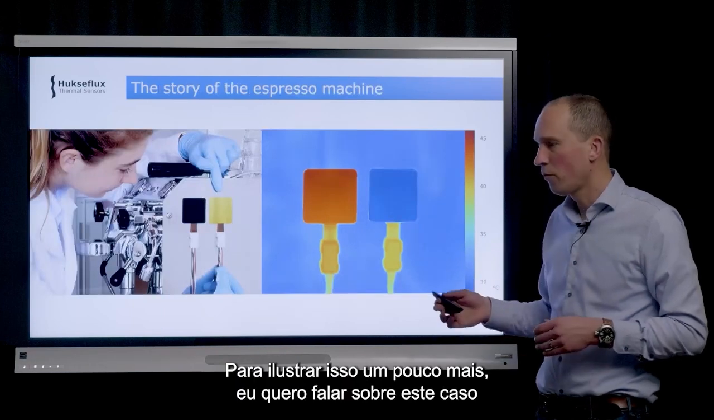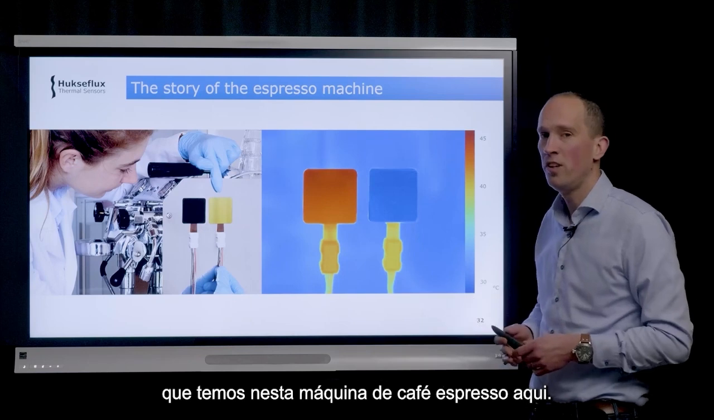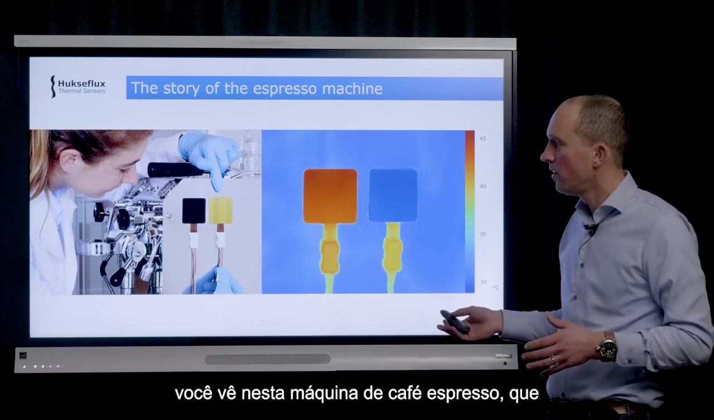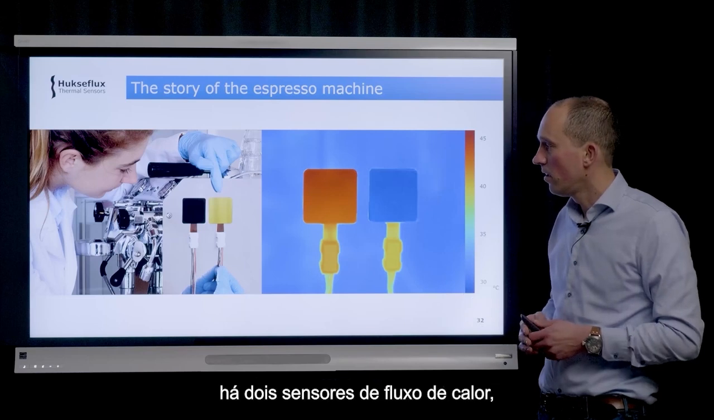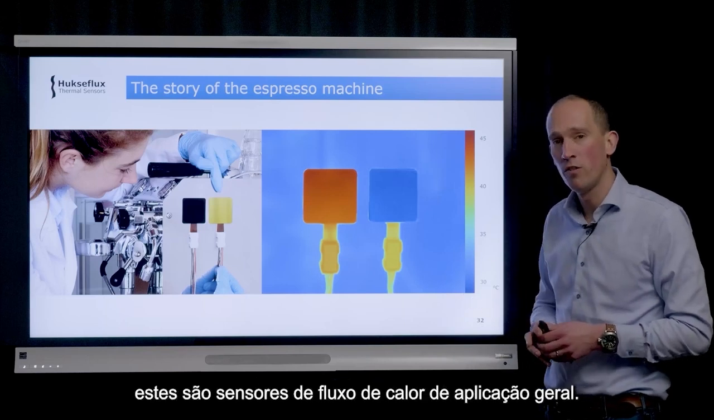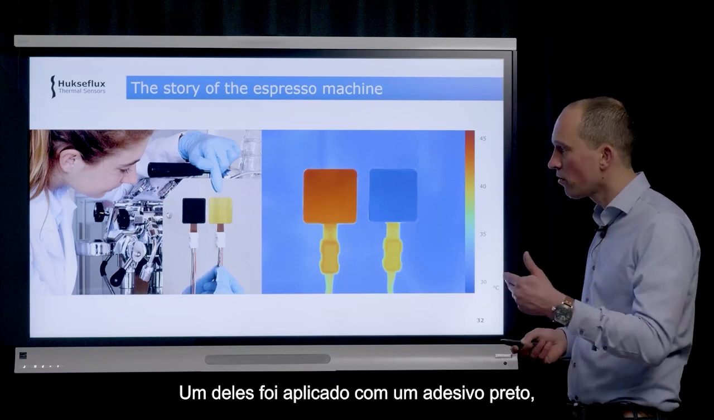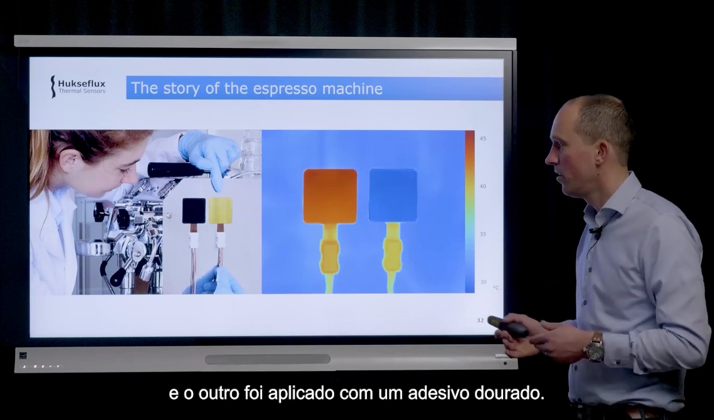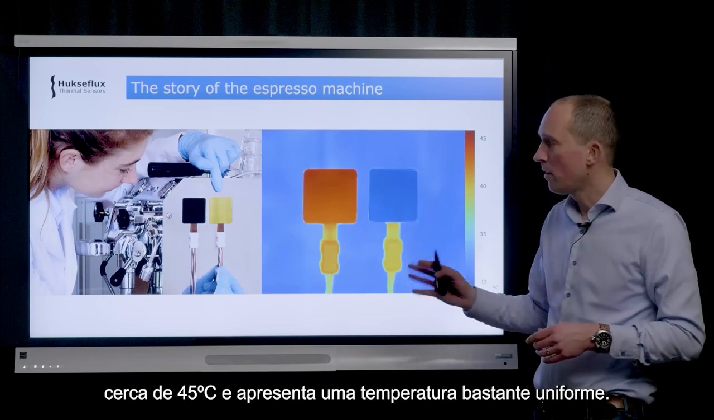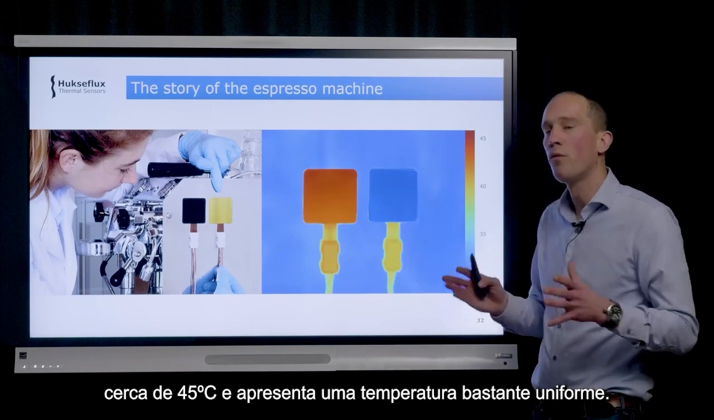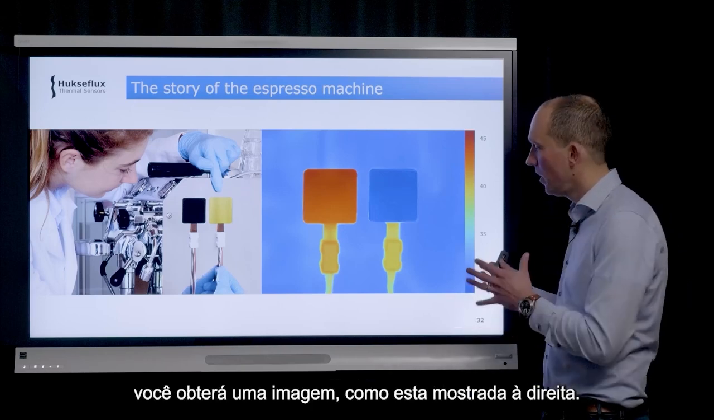To illustrate that a little bit further, I want to talk about this story that we have on this espresso machine. Here on the left-hand side, you see an espresso machine which has 2 heat flux sensors attached on it. These are just general purpose heat flux sensors. And one of them is applied with a black sticker, and one of them is applied with a gold sticker. Now this metal plate on which they are mounted is about 45 degrees Celsius and has a very uniform temperature. If you look with a thermal camera to this situation, you get this picture on the right.